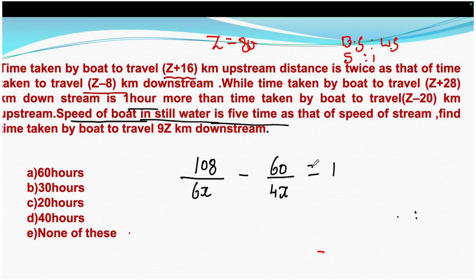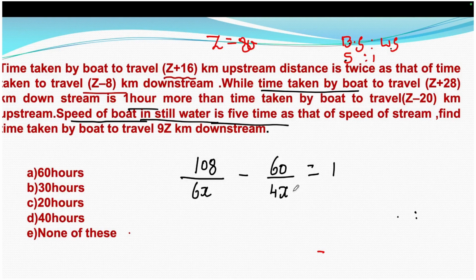In the question, we have to write properly which equation we have to write first. Where you will take more time. In downstream, you will take more time, because the time taken by the boat to travel Z plus 28 kilometers downstream is 1 hour more than the time taken upstream. In this question, downstream time is more than upstream time. That's why I am writing it like this.